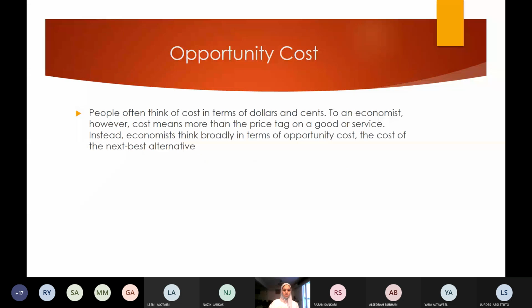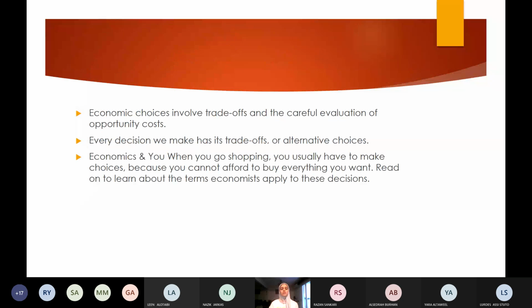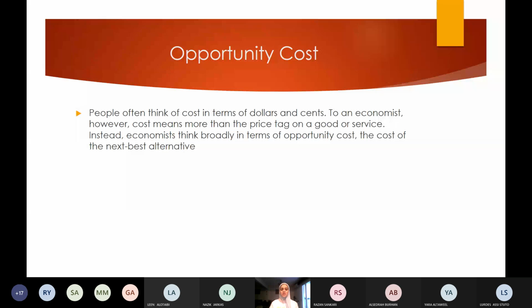Okay, so here we discuss the trade-offs. Here we discuss opportunity cost. What is an opportunity cost? People think of cost in terms of dollars and cents. But cost means more than the price. It is not only the price. In terms of opportunity cost, it is the cost of the next best alternative.